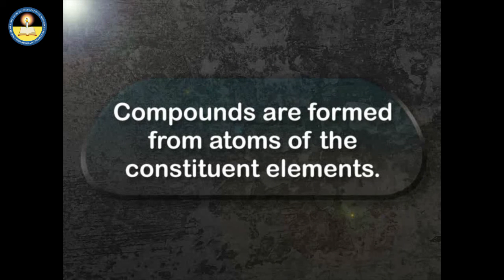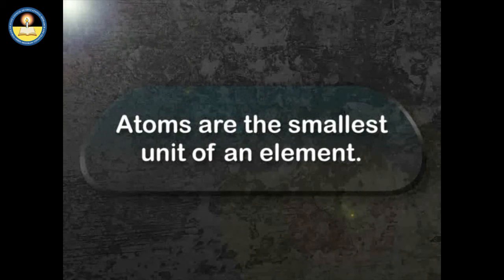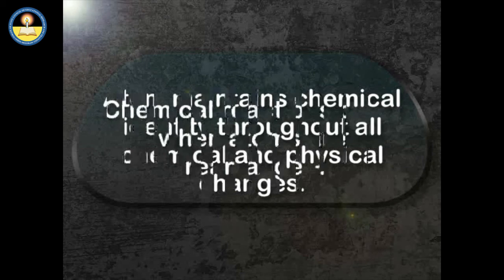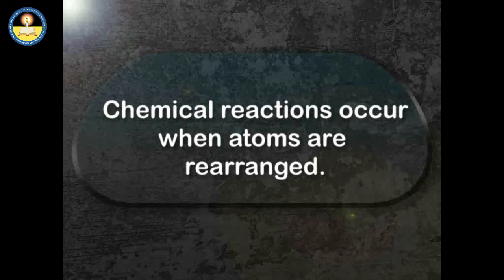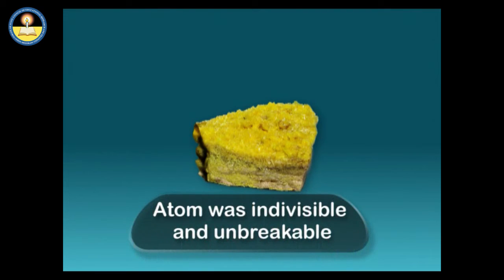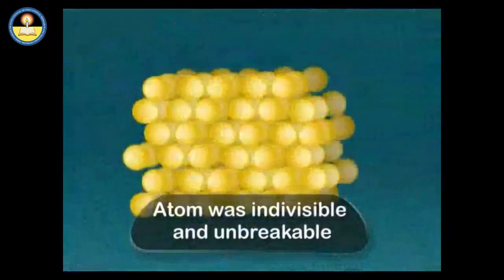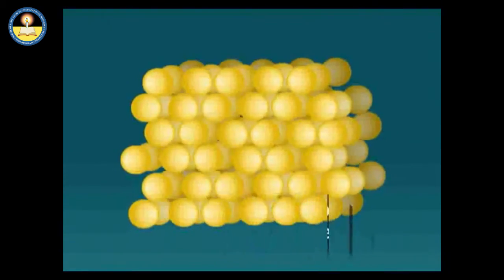Compounds are formed from atoms of the constituent elements. Atoms are the smallest unit of an element. An atom maintains its chemical identity throughout all chemical and physical changes. Chemical reactions occur when atoms are rearranged. In this way, we can say that Dalton's atomic theory suggests that the atom was indivisible and unbreakable.